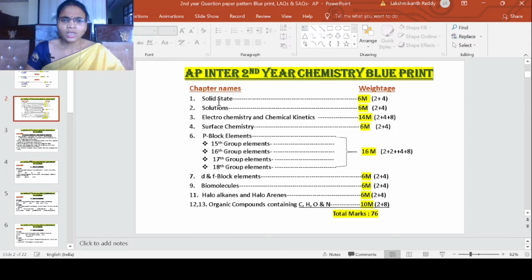So, the next blueprint. After reducing 30% syllabus, we have this blueprint chapter wise. Solid state has 6 marks weightage; they will give one 2 marks question and one 4 marks question. Next, solutions, 6 marks weightage; they will give one 2 marks question and one 4 marks question.